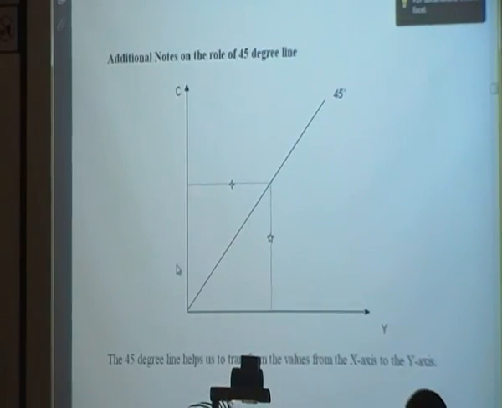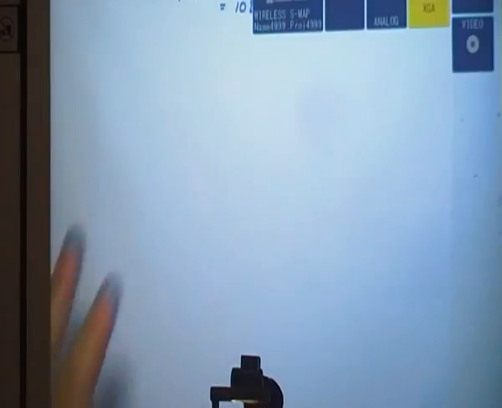Alright. What is the purpose of the 45 degrees line? In macroeconomics, we always draw the 45 degrees line, but there is a reason. You know what's the reason? Let me show you here.